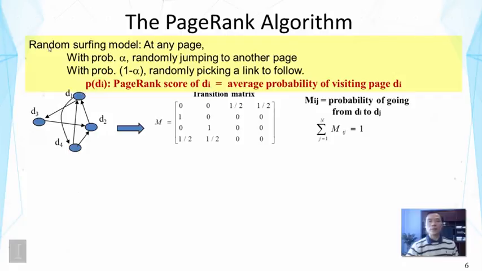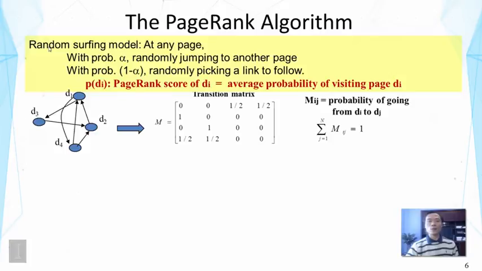And then the random surfer could decide to just randomly jump into any page or follow a link and then visit the next page. So if the random surfer is at D1, then with some probability the random surfer will follow the links. Now there are 2 outlinks here. One is pointing to D3, the other is pointing to D4. So the random surfer could pick any of these 2 to reach D3 and D4.